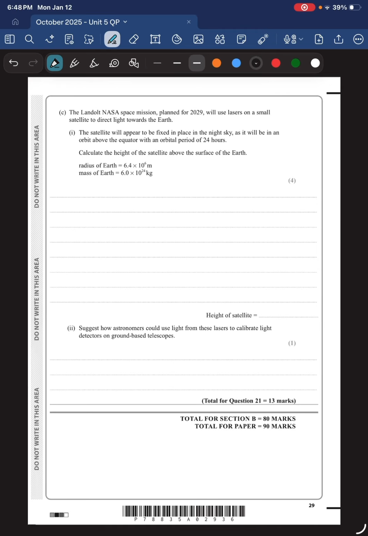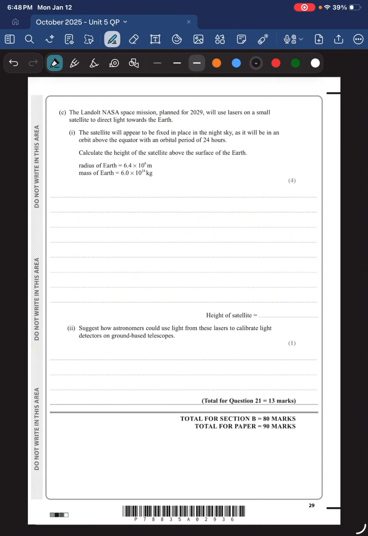C. The Landolt NASA space mission planned for 2029 will use lasers on a small satellite to direct light towards the Earth. The satellite will appear to be fixed in place in the night sky, as it will be in an orbit above the equator with an orbital period of 24 hours. These are also known as geostationary satellites, I think. I think I mentioned it in one of my lessons. Anyway, calculate the height of the satellite above the surface of the Earth.